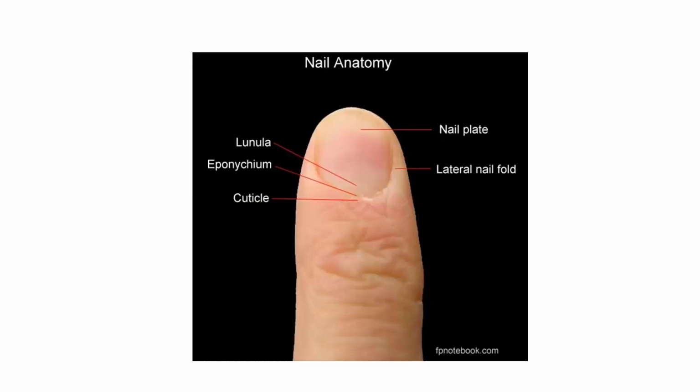The nail plate, which we call the nail, actually consists of the nail body, the lateral nail fold, the proximal nail fold and the distal free edge. The proximal nail fold sticks onto the nail plate in the form of the cuticle and eponychium, right. And there is a half moon shaped white structure present just above the cuticle or the eponychium, which is called the lunula.